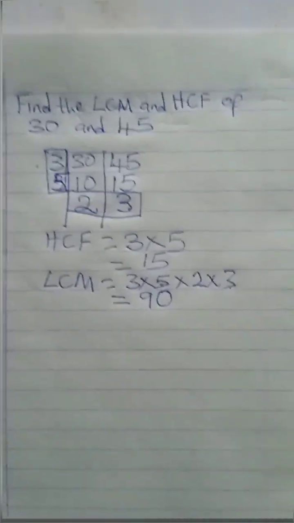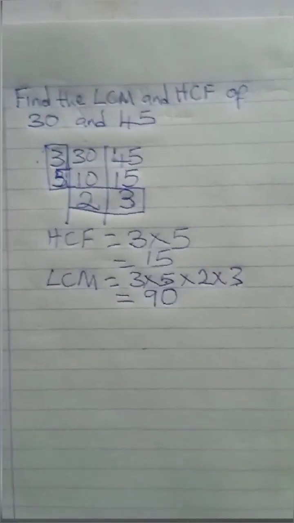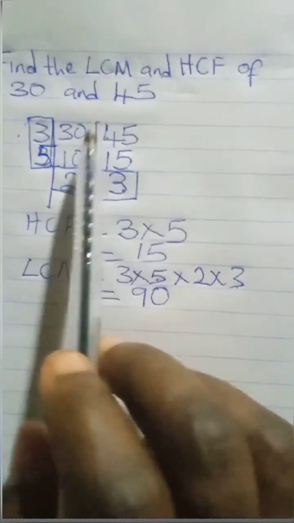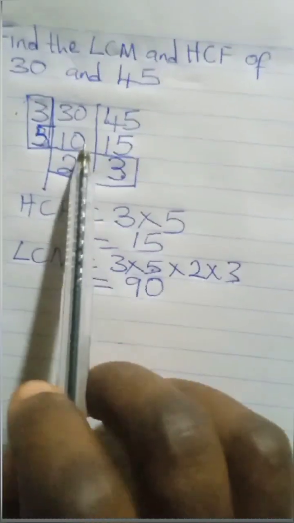You can see how simple this method is. So use it anytime you are confronted with LCM and HCF. So easy. Just make sure that whatever you're using to divide, you divide both sides. And whenever you cannot divide both, you stop dividing.